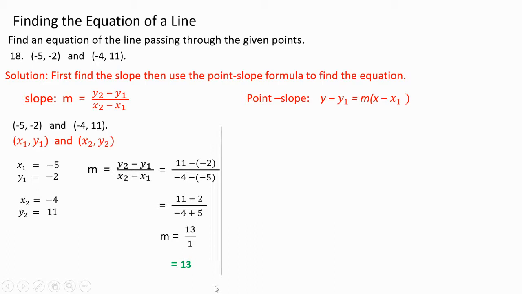So we got 13, right? Now we have to apply the point slope formula. Now here's another, we know that x1, right? We're going to use point 1.